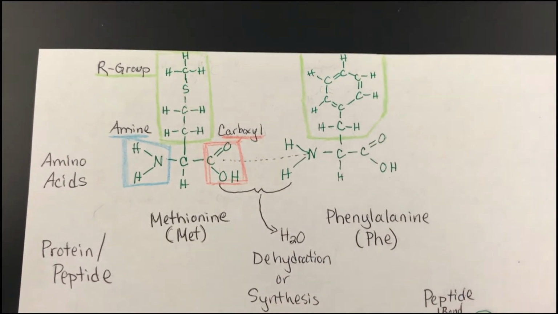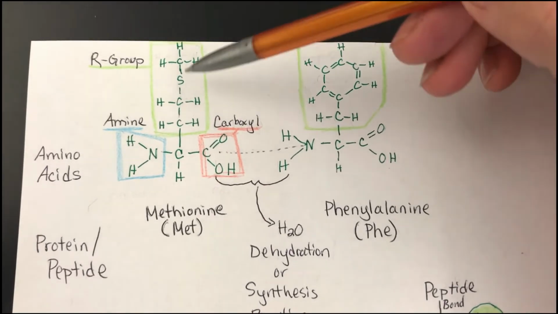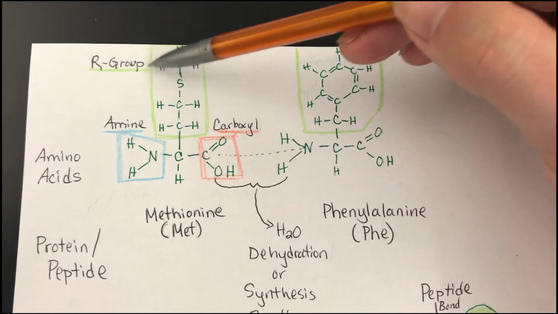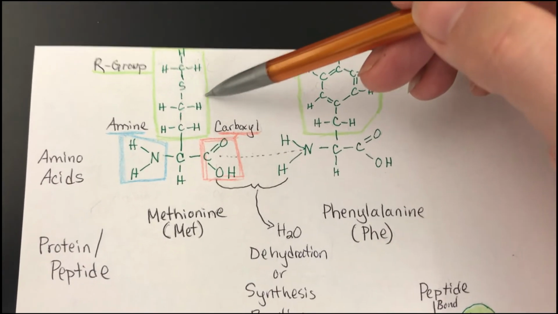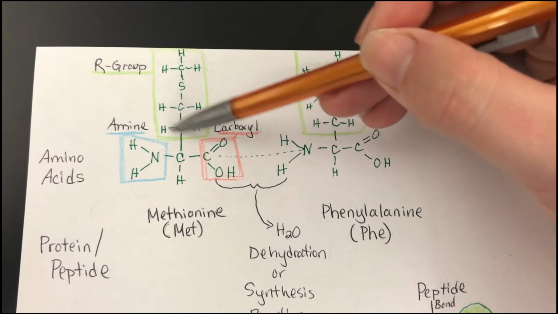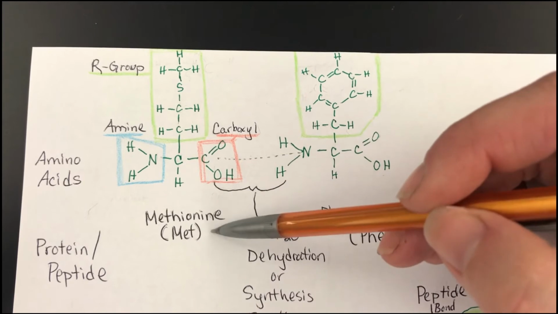And ultimately, there are 20 different types of amino acids. The amino acid identity is determined by this third component of the monomer called an R group. So this is a variable. This is going to be different depending on which amino acid we have. In this case, this particular chemical structure indicates methionine.